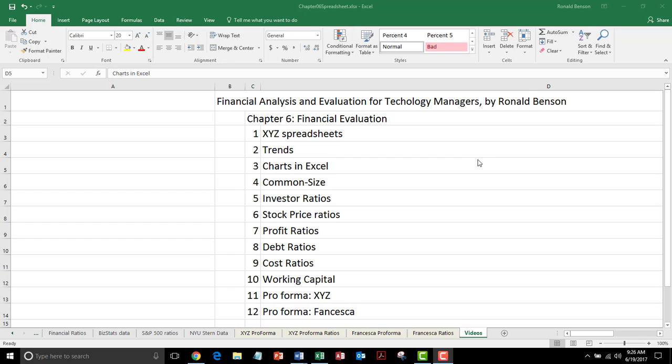Chapter 6 discusses the valuation of companies based on their financial statements. Videos for this chapter, as listed here, will be available through links in the text. This video will introduce a set of financial statements for a fictional company named XYZ. This will be used in examples in all but the last section of this chapter.